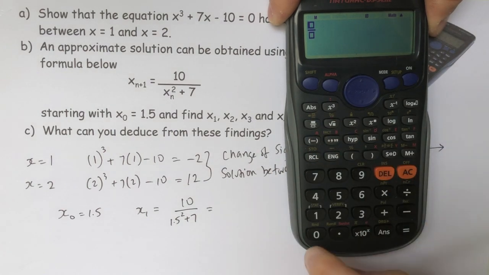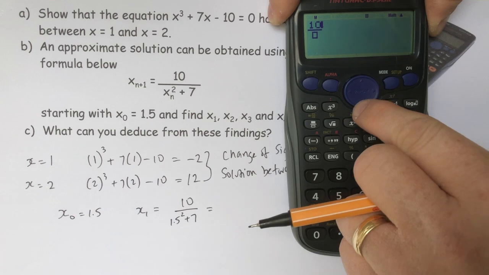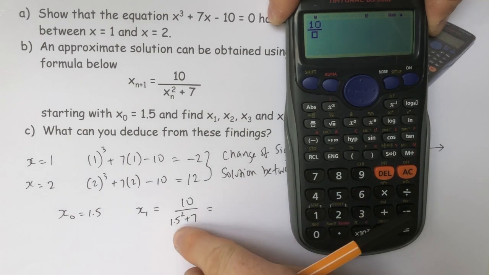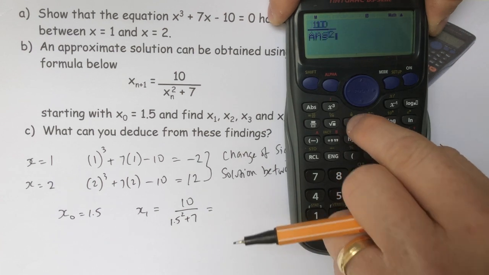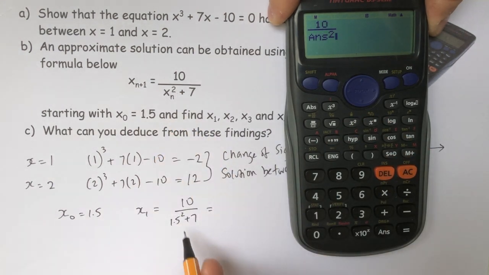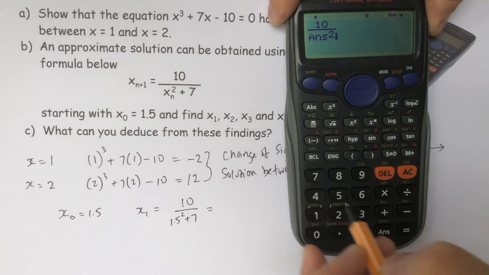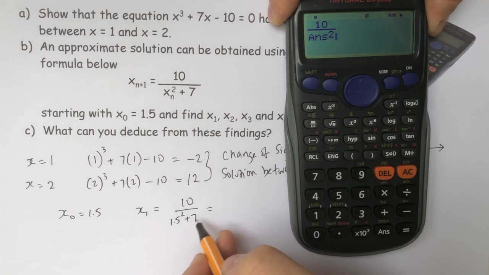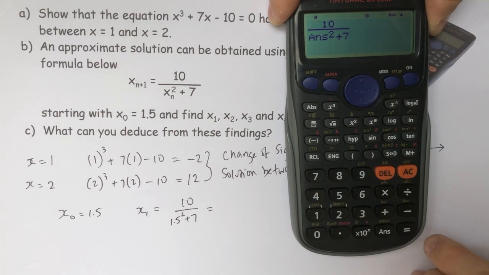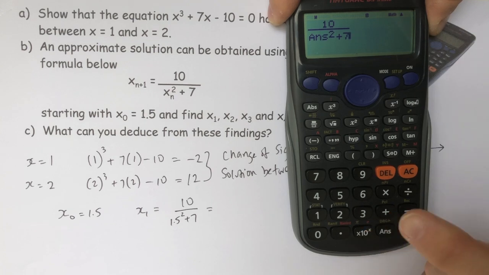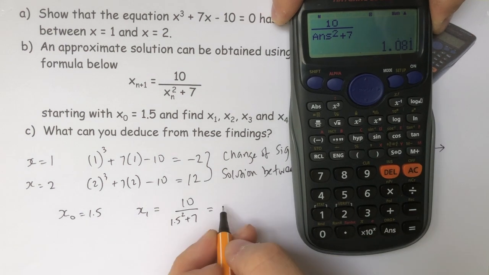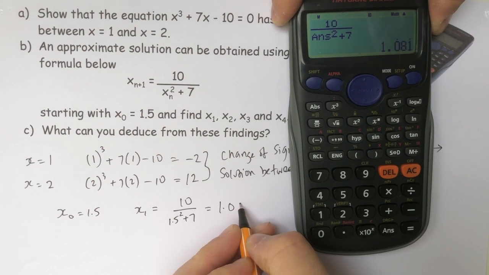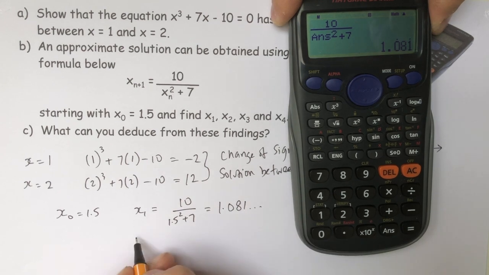Fraction button first, 10 for the 10, arrow down. Now I don't need to type that in, I can just type answer squared for x squared, knowing that 1.5 is already stored in that answer button. Plus 7, so plus 7. Now it might seem a faff doing that, but this is where it is excellent. Press equals, and that gives us our first calculated value of 1.081, and it carries on.